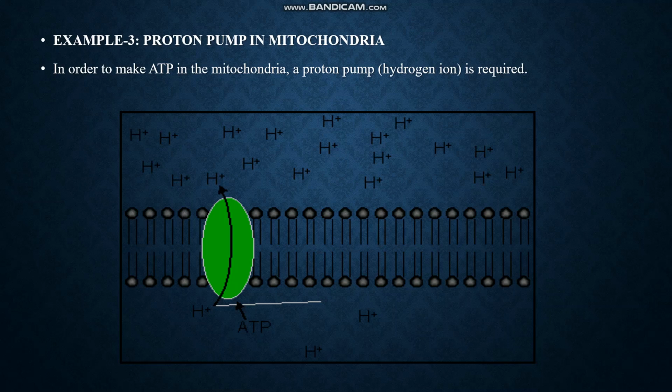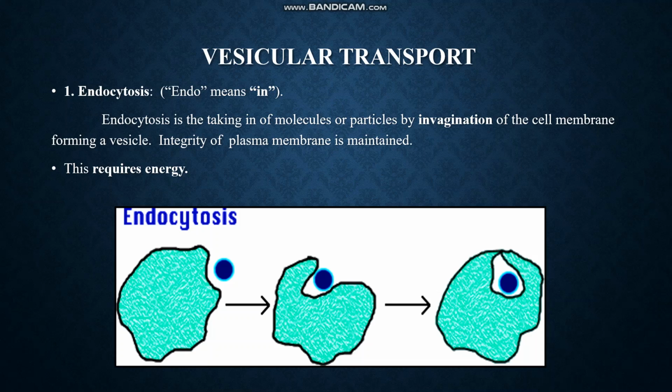Third is the proton pump in mitochondria. In order to make ATP in mitochondria, the proton pump is required, which is the movement of protons from lower concentration to higher concentration with the help of ATP.